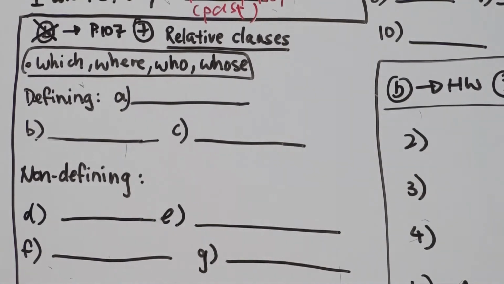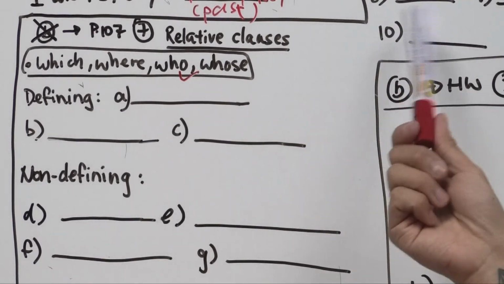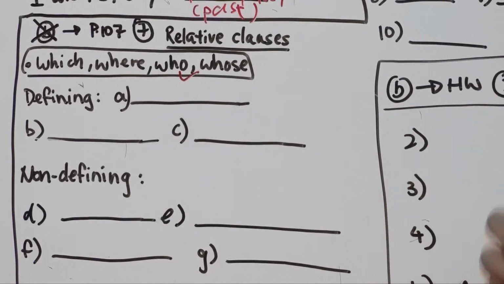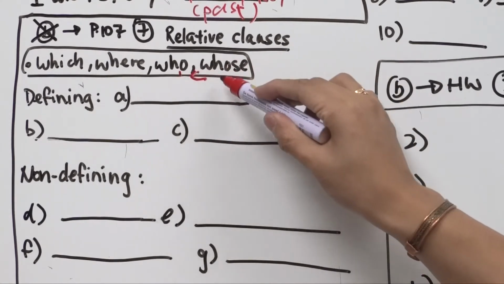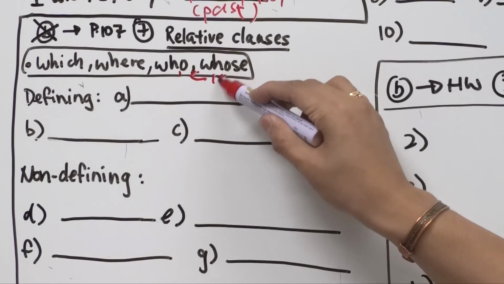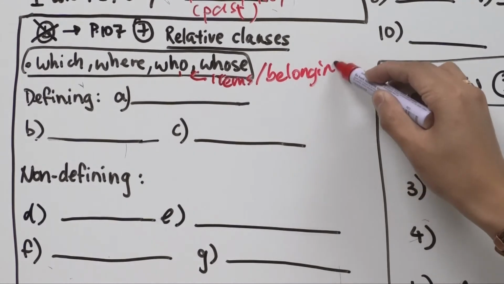Many students that I've taught before always get confused with who and whose. What is the difference between who and whose? Who is talking about the people, right? Who is this? This is Mr. Joe, my teacher. Whose is talking about the thing that people have. Let me cross it out so that it's different, okay? Whose is for items or belongings. This is the key word here.